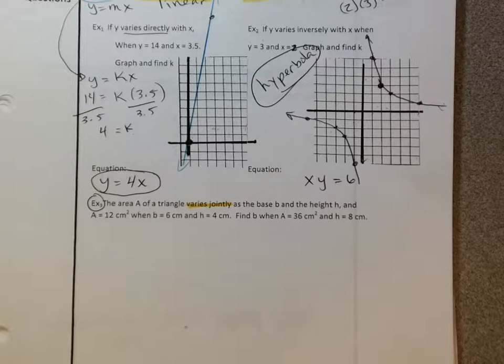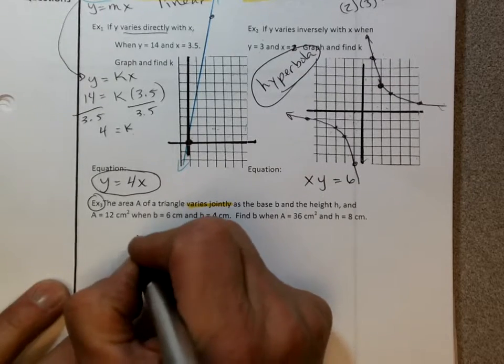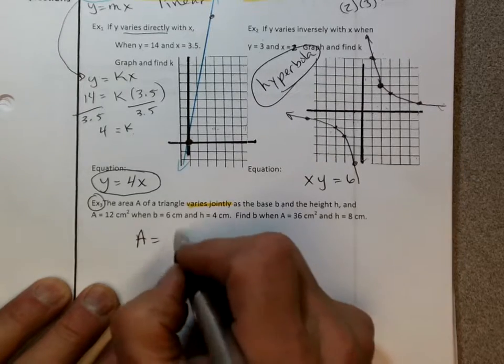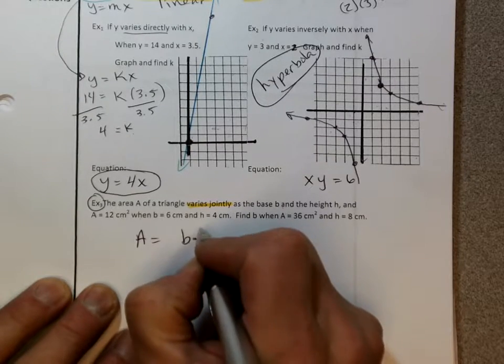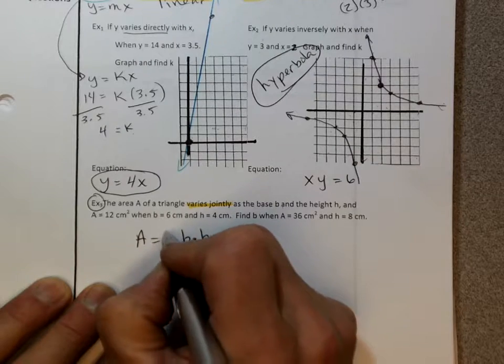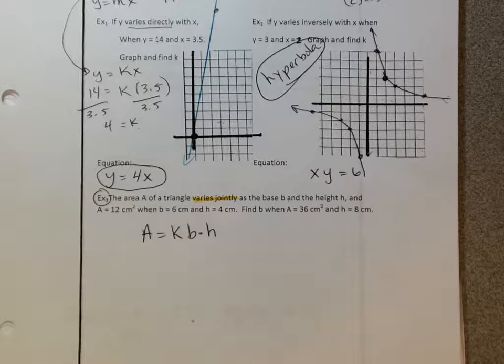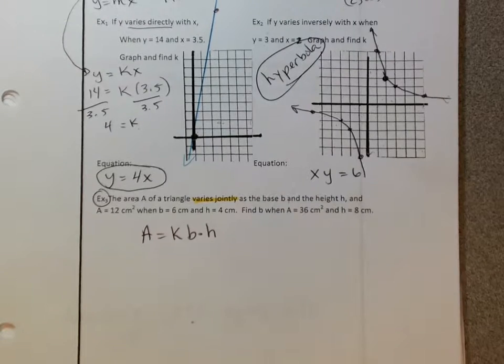So I'm going to set up something like this. What we do know is that the area of a triangle is equal to the base times the height, but we need some value k here. Now we probably already know what the value of k is. What do you think the value of k is? It's got to be 1/2. How do you find the area of a triangle? 1/2 base times height. So we know k is 1/2.